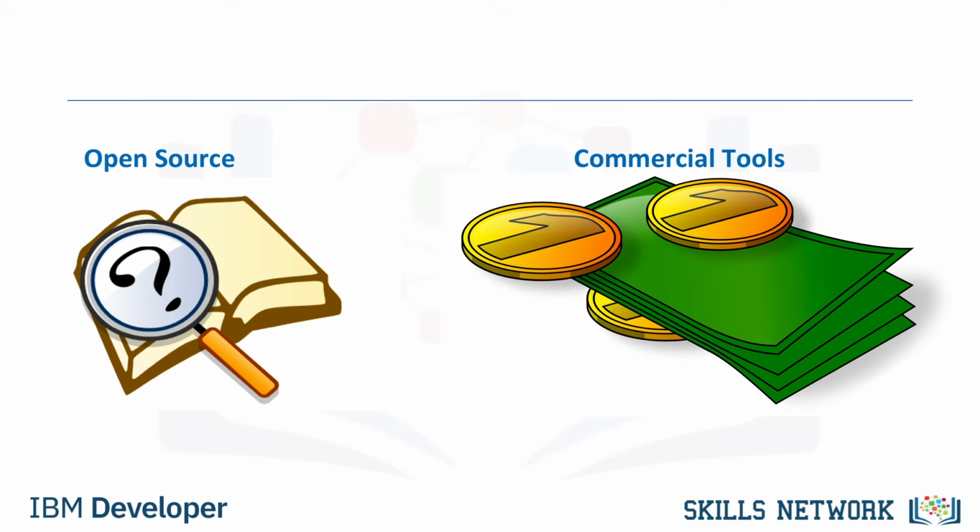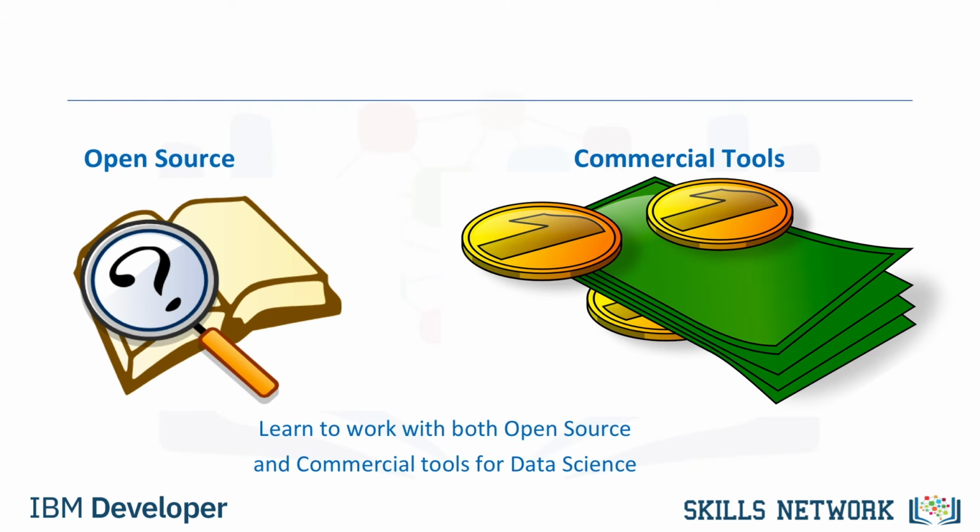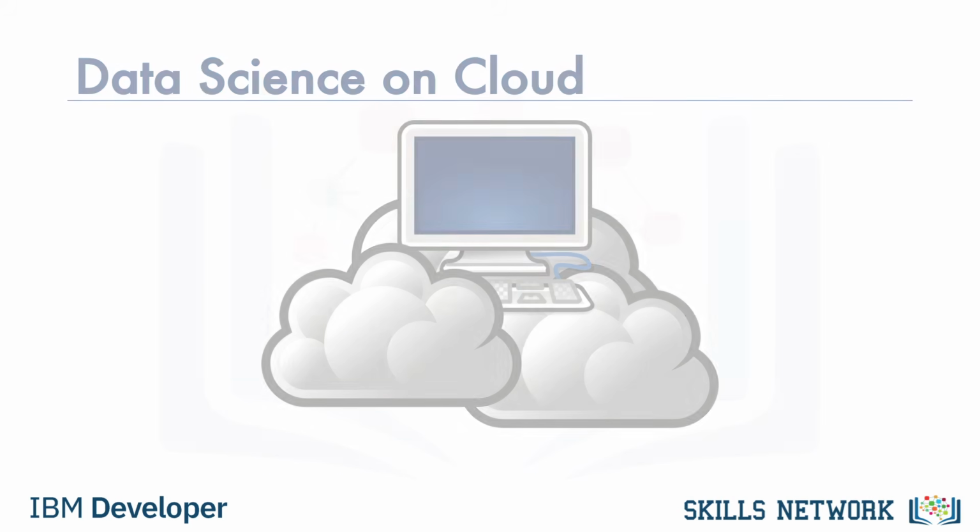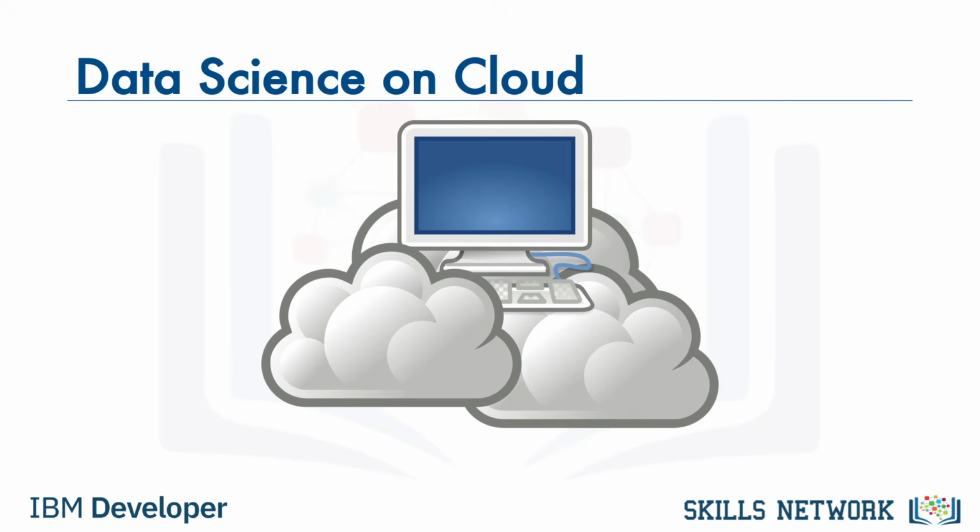In this course, we'll introduce you to both open source and commercial software and point out their strengths and weaknesses for data science. We'll also show you ways that you can take advantage of their respective strengths. Finally, we'll show you how cloud computing can be used to further speed up and facilitate data scientists' work. We'll introduce you to the most commonly used and newly emerging cloud tools for data science.